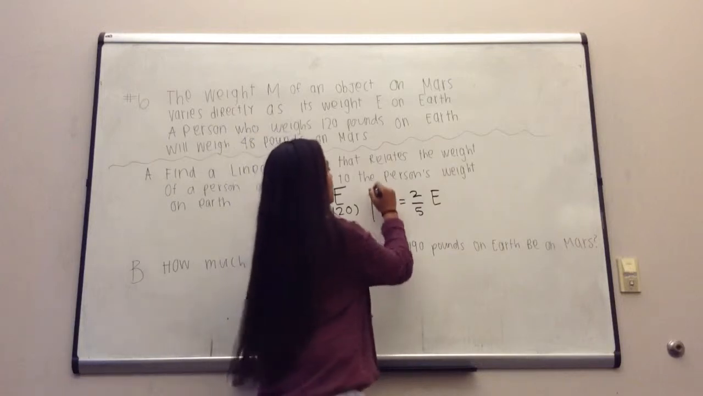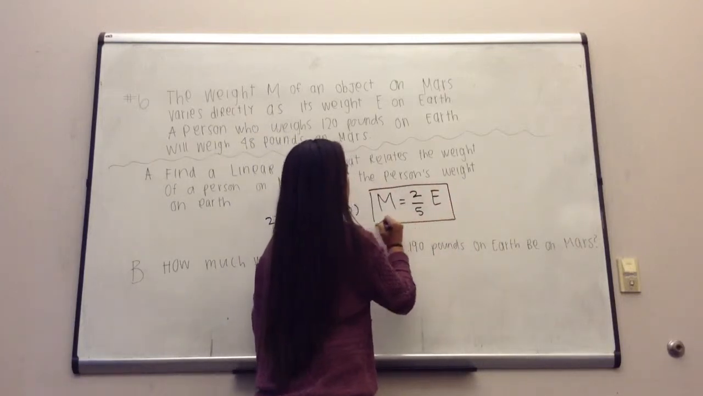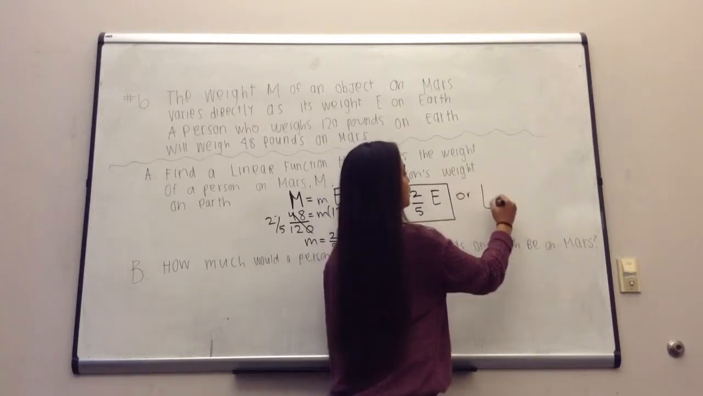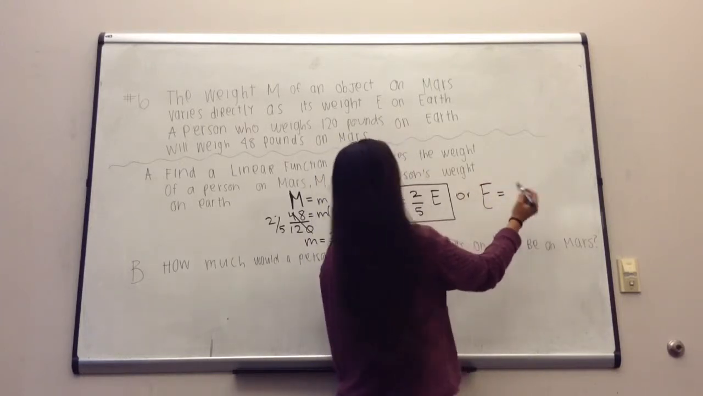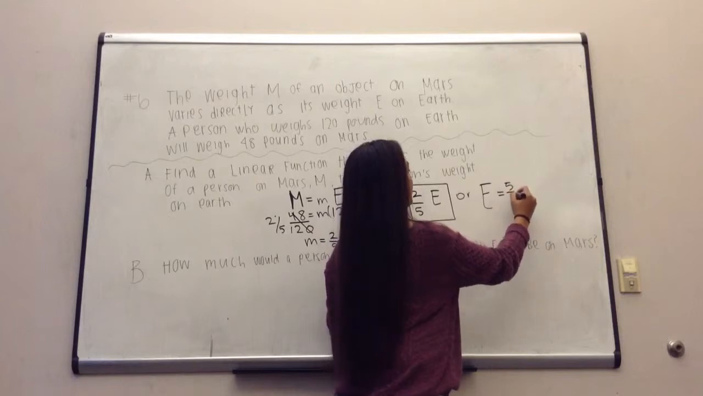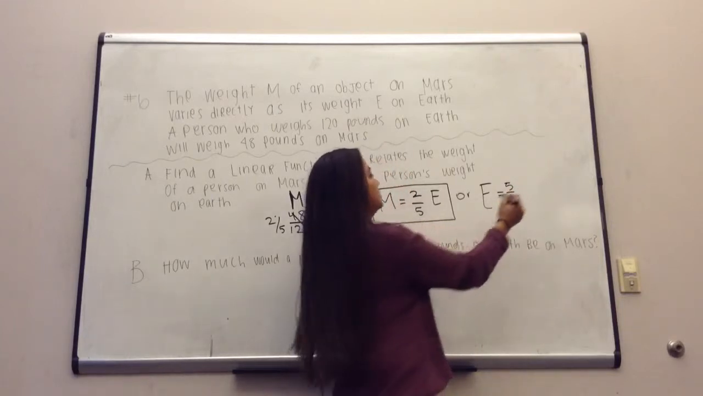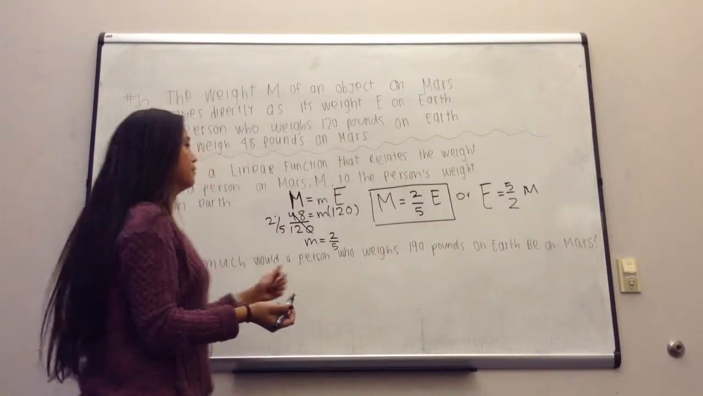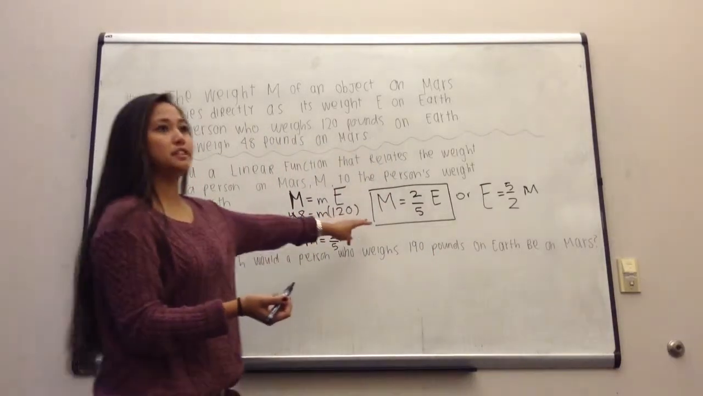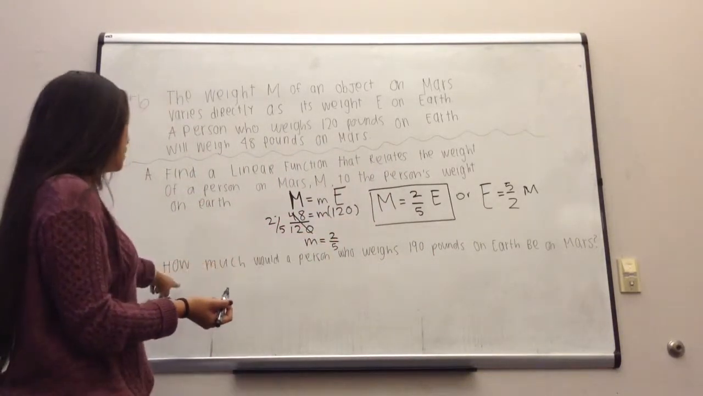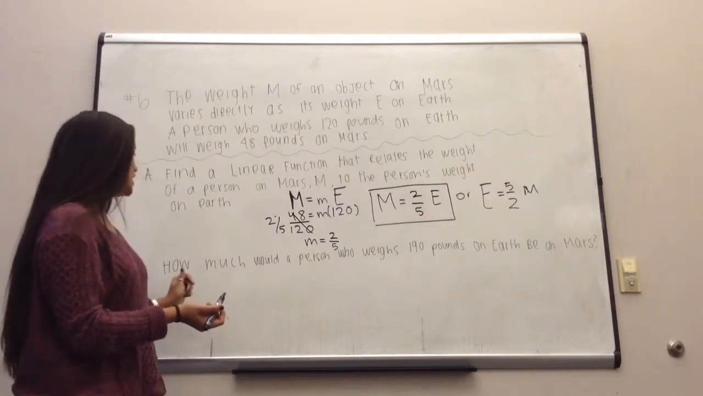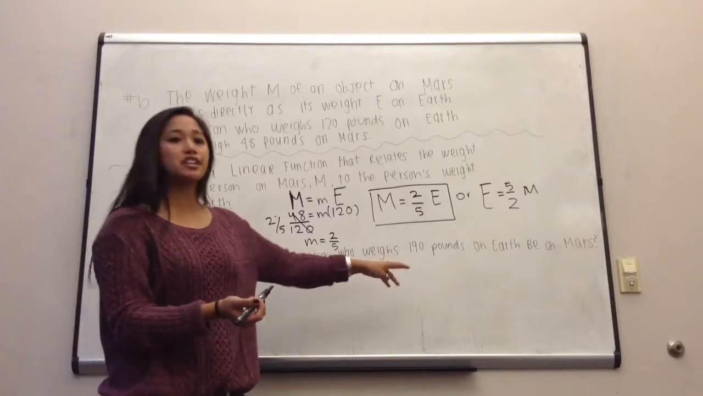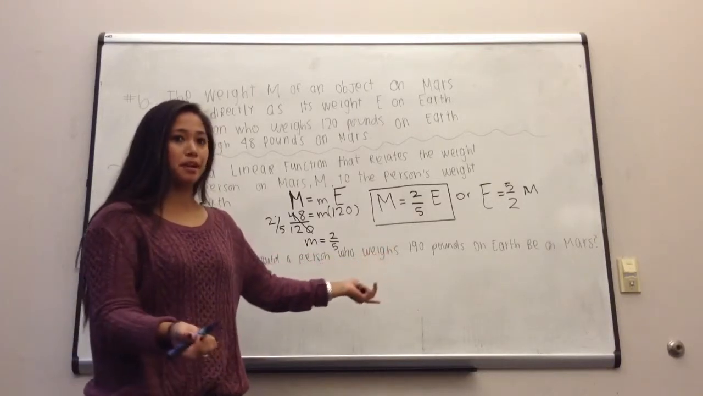So there's our top equation. Or we can do it vice versa, meaning a person on Earth will weigh 5/2 of a person on Mars. Either way. So now that we have the first equation, we're going to be doing part B. And the question asks, how much would a person who weighs 190 pounds on Earth weigh on Mars?